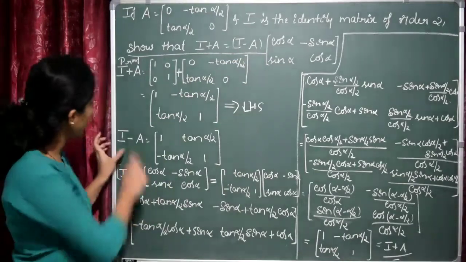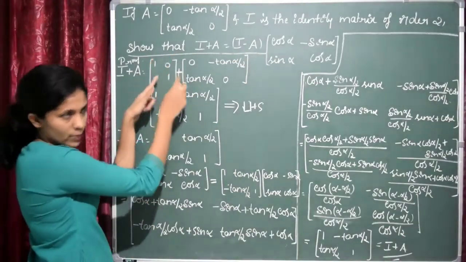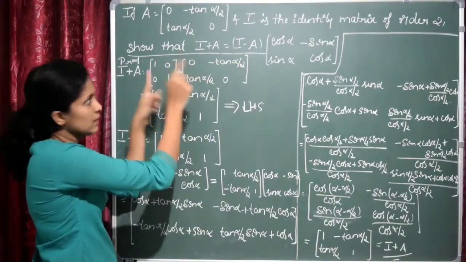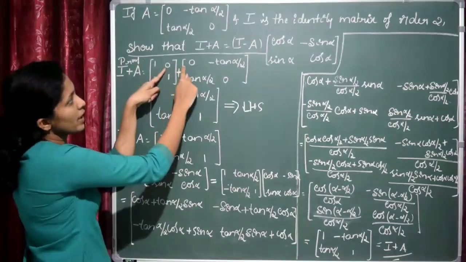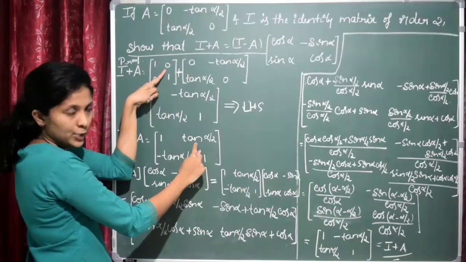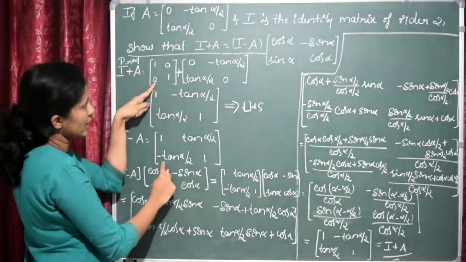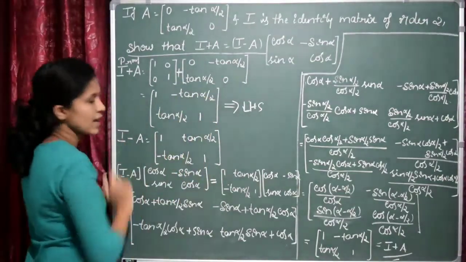Now first we will find I minus A. Directly I have subtracted here. I is this one and A is this one, right? Just you have to subtract the corresponding elements. That is 1 minus 0 will be 1. 0 minus of minus tan alpha by 2, it will be plus tan alpha by 2. Then 0 minus tan alpha by 2, it is minus tan alpha by 2. 1 minus 0 will be 1. So this is I minus A.